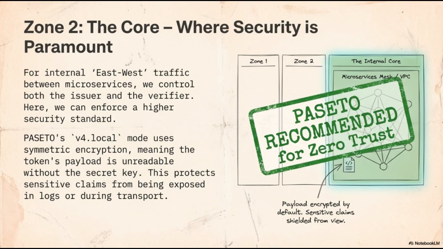For this environment, we recommend PASETO to support a true zero-trust architecture. Specifically, PASETO's v4.local mode utilizes symmetric encryption, meaning the token's payload is completely unreadable to anyone without the secret key. By ensuring the payload is encrypted by default, sensitive claims are shielded from view, preventing data from being exposed in system logs or intercepted during transport. This ensures that even within our internal mesh, our most sensitive data remains secure.